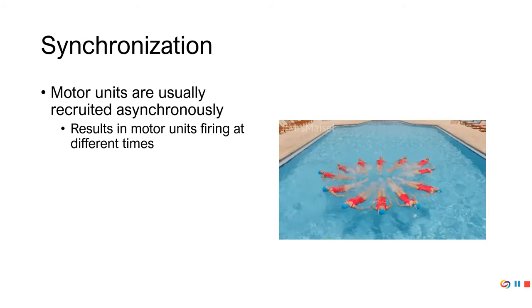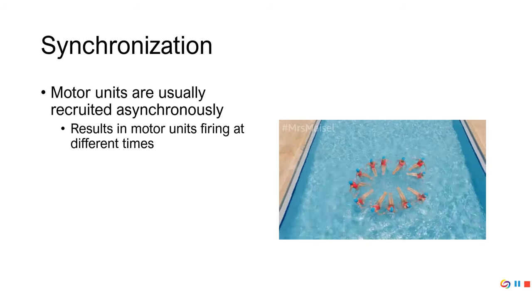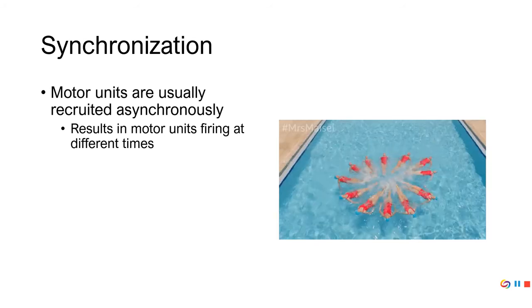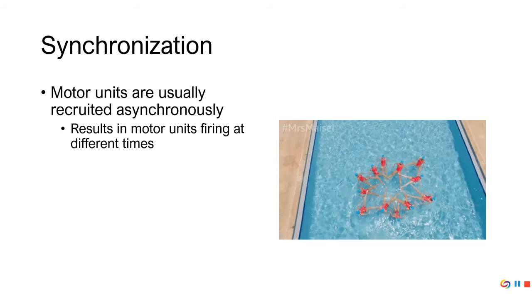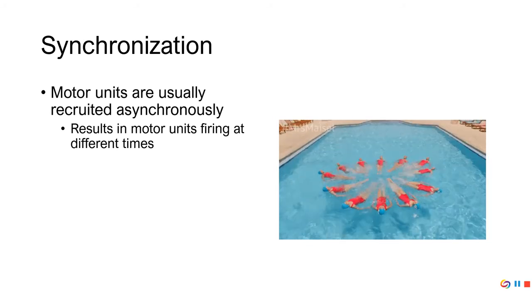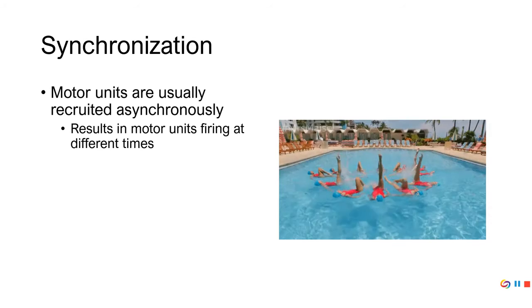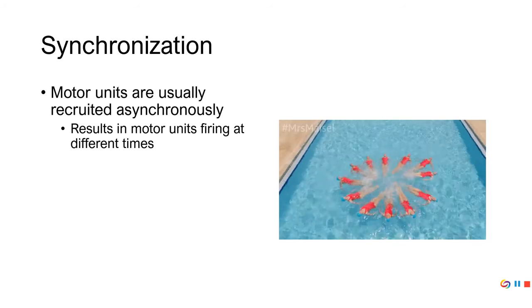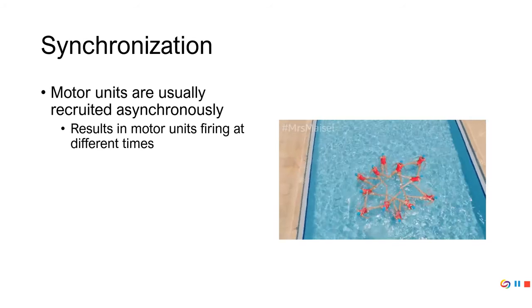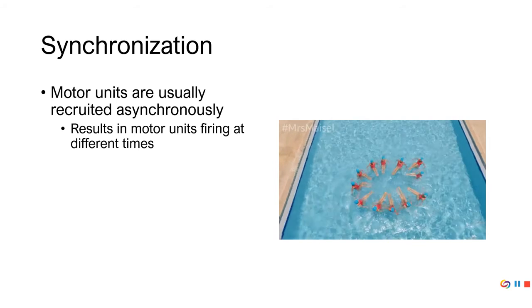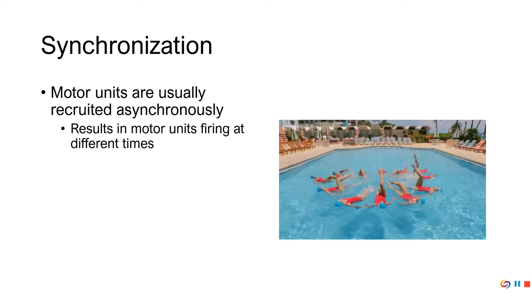Normally, when we recruit motor units, we do it in an asynchronous manner, meaning I'll recruit motor unit A, then I'll recruit motor unit B. So you have different motor units firing at different times. This is like that tug of war analogy I used earlier in the semester, where you've got 10 people on a tug of war team. If they're firing asynchronously, that'd be like the first 5 are pulling, then the second 5 are pulling.